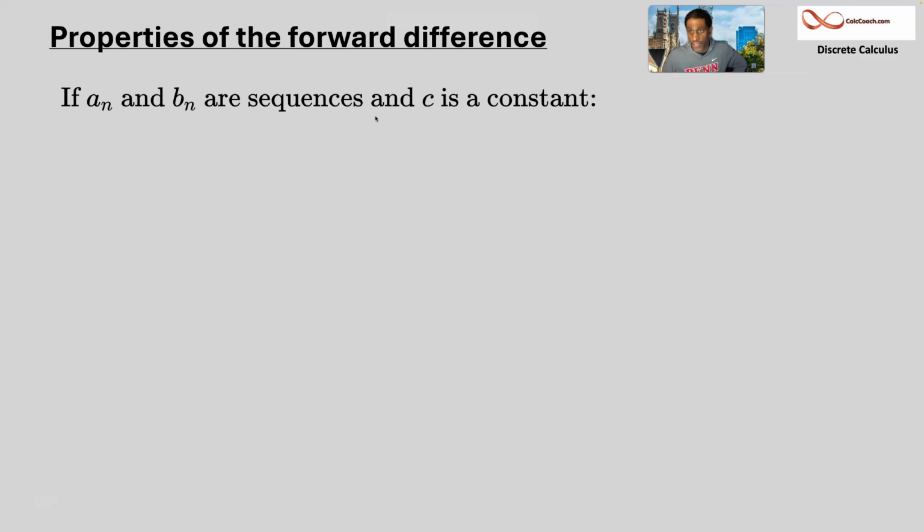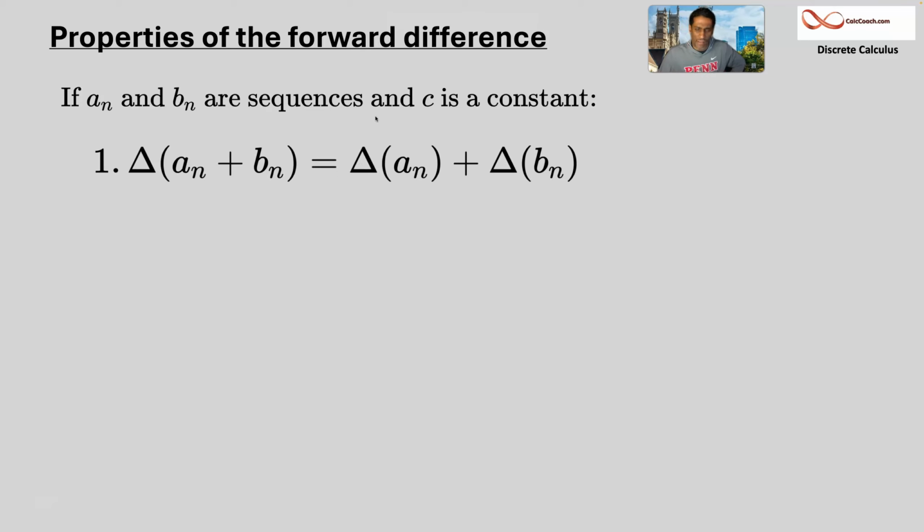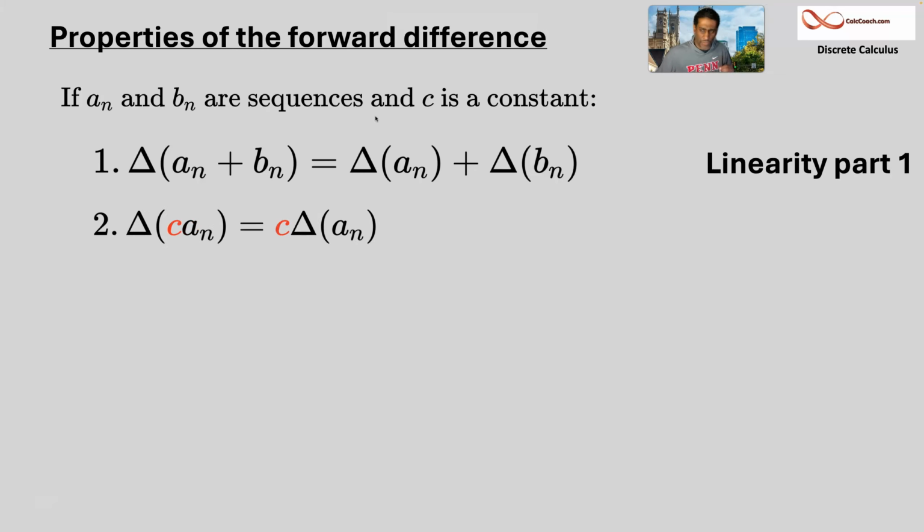Okay, great. All right, let's get some properties out of the way. Properties of the forward difference. So you've got two sequences and a constant c. Then you want to take the forward difference on the sum of two sequences. That'll be you taking the forward difference on each one separately and then adding. That's linearity, part 1. You want to take the forward difference on a sequence that is scaled by a constant c. We're going to pull the constant out and just focus on the forward difference applied to the sequence. That's linearity, part 2.